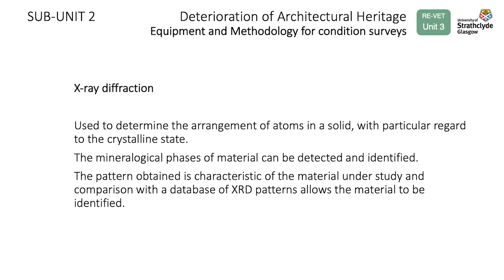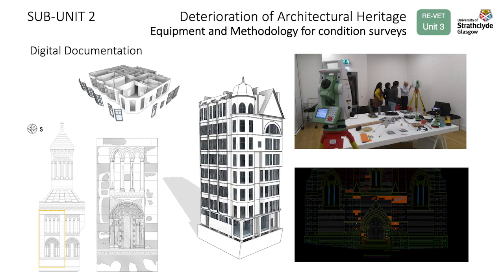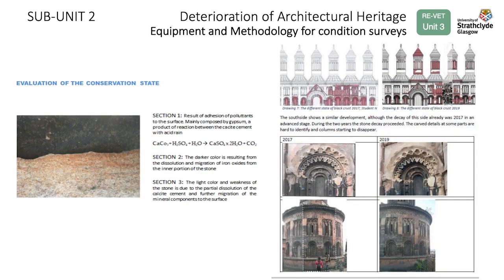The pattern obtained is characteristic of the material under study, and comparison with a database of XRD patterns allows the material to be identified. Infrared spectroscopy may also be employed to identify the remains of any organic materials. These procedures are expensive, so they should be used only when required. At every stage of the process, the building and the methods employed need to be documented. The basic is the photographic documentation, which should also be complemented with markup plans.